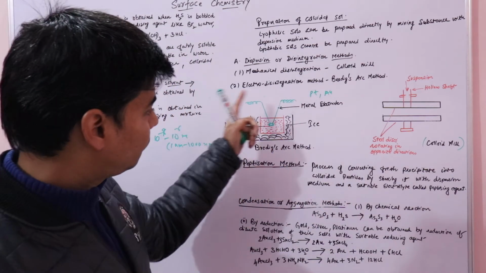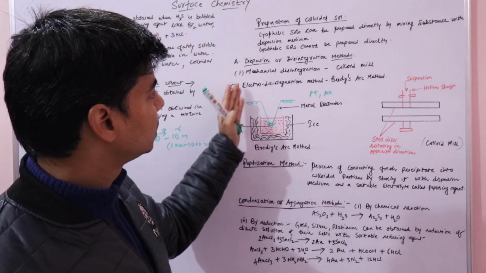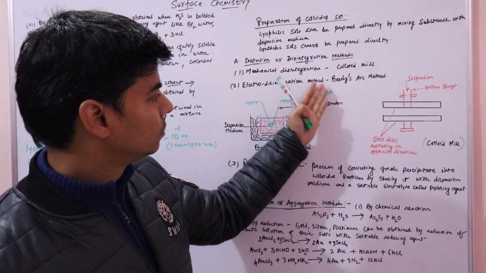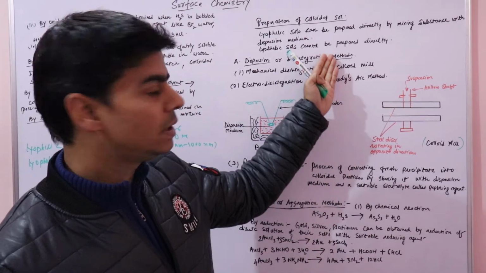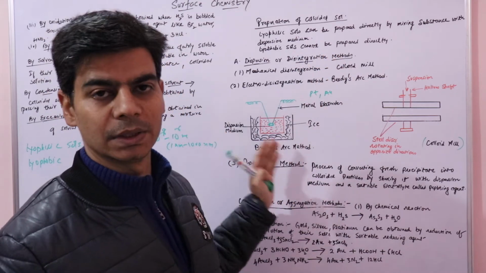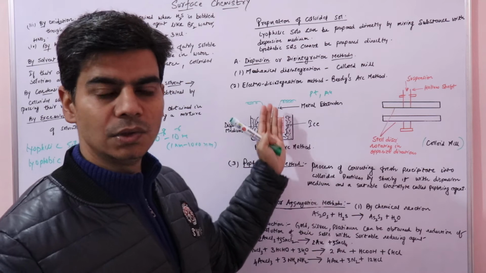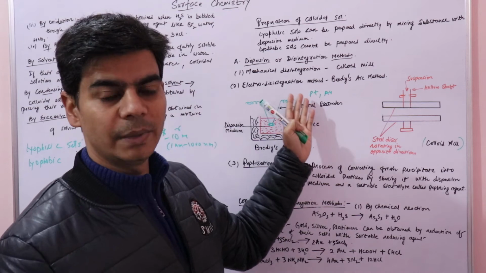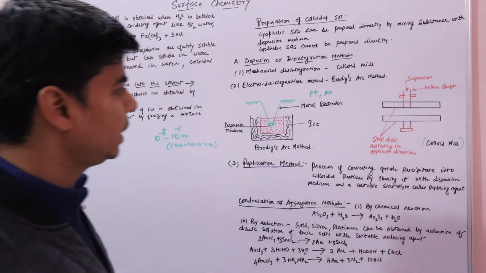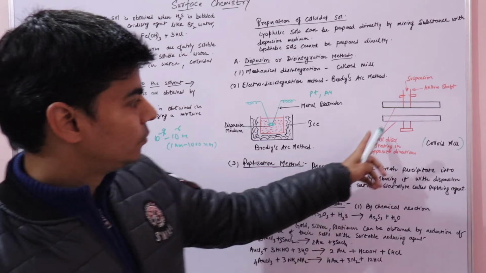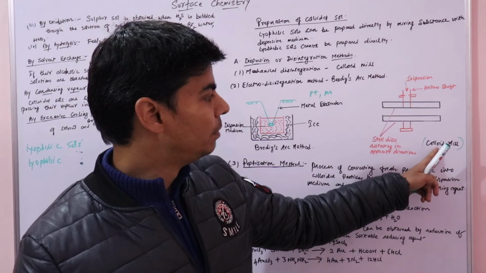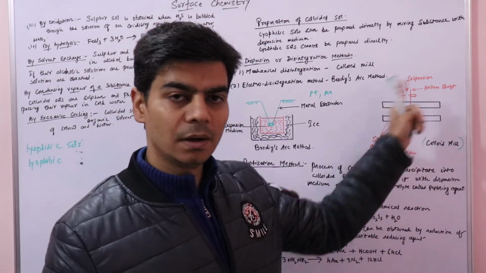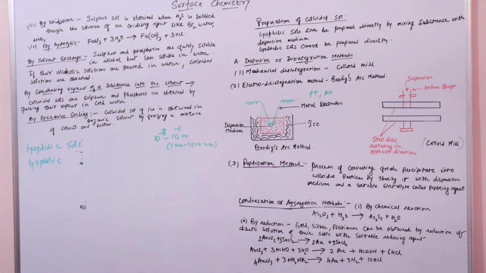If they ask about the disintegration method, just remember that if you want to prepare the gold sol or platinum sol using the disintegration method, you employ Bredig's arc method, right? So using Bredig's arc method, you can prepare the sols or the colloidal solution of metals like platinum and gold. And then we have also discussed the colloidal mill, right?